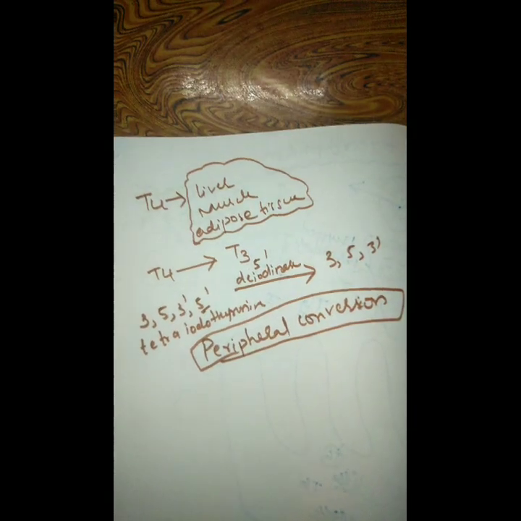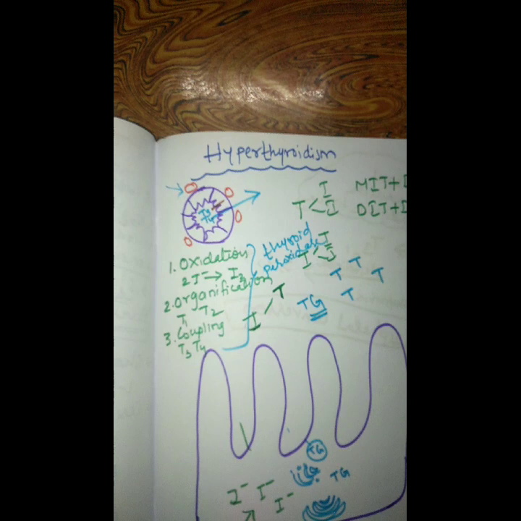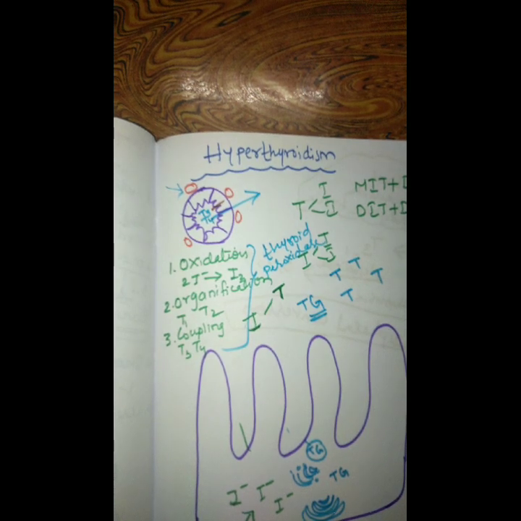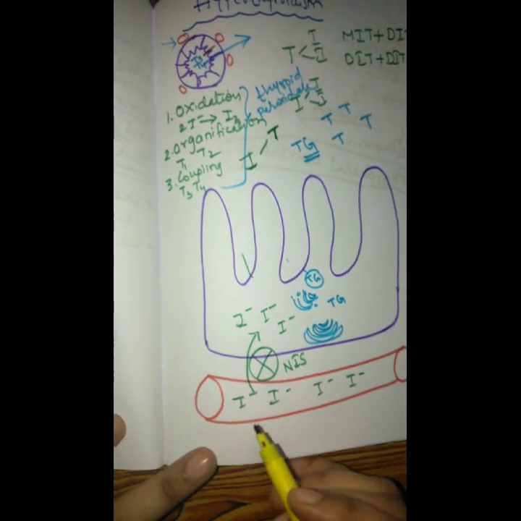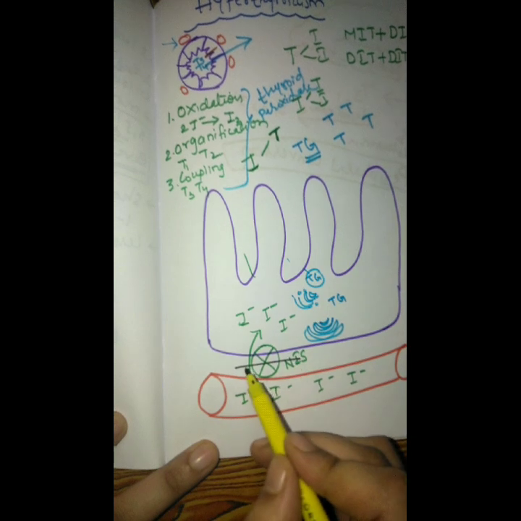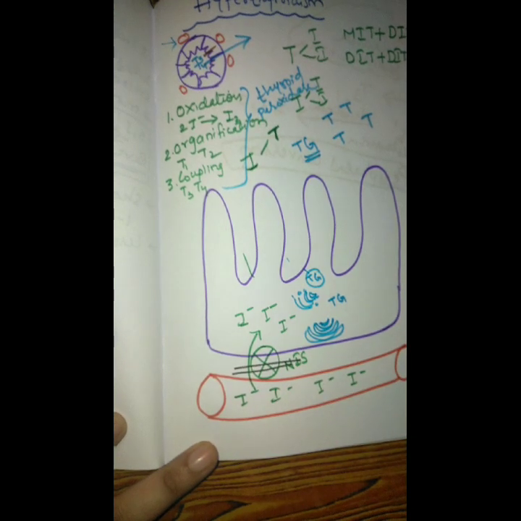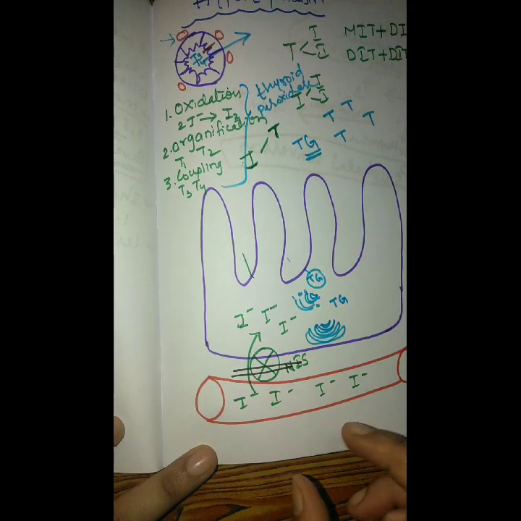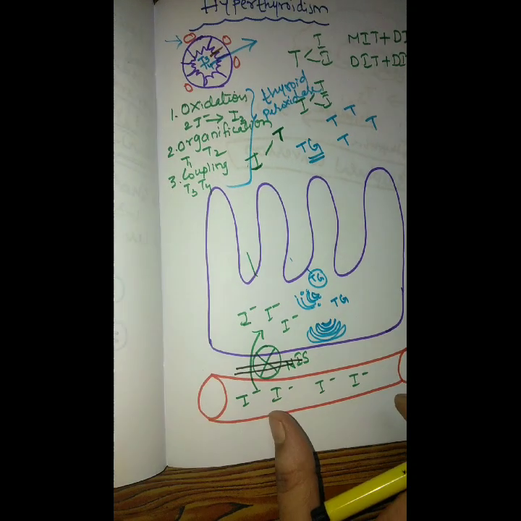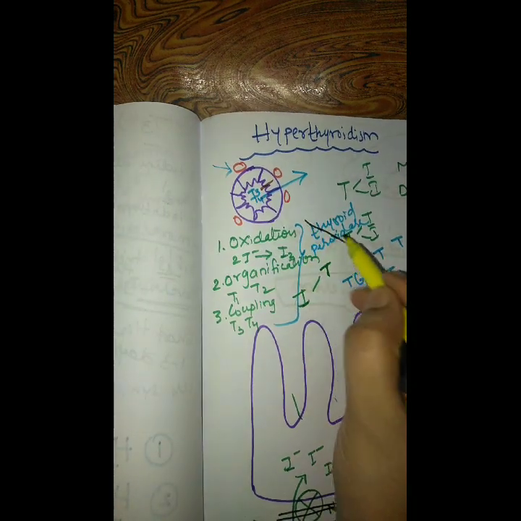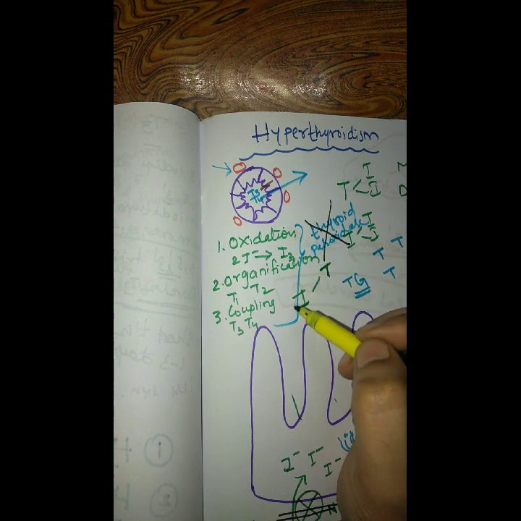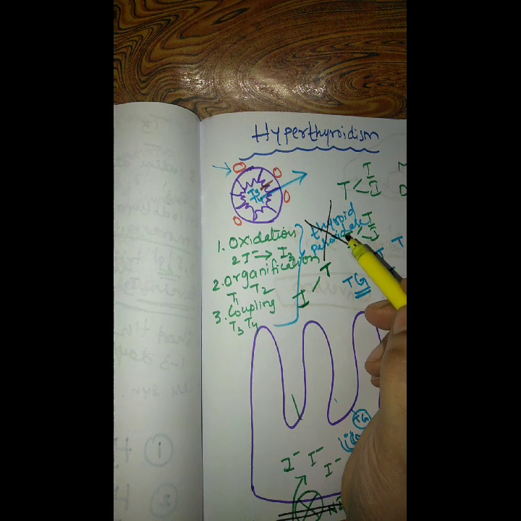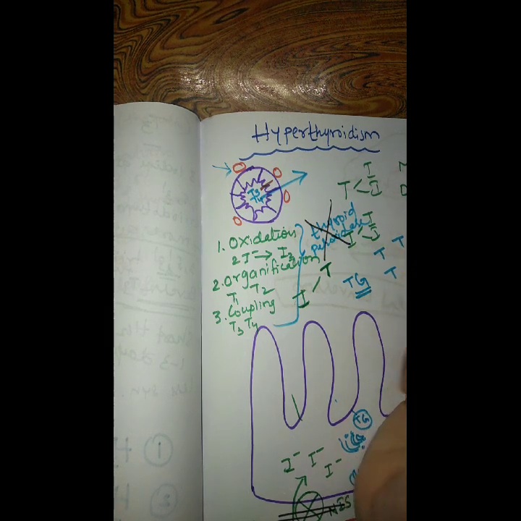So this was regarding the synthesis, release and peripheral conversion of your thyroid hormone. Now how can we treat hyperthyroidism? The first way of treating hyperthyroidism is by inhibiting the importer, the sodium iodide symporter. This is the first mechanism by which we can treat hyperthyroidism. The second way is by inhibiting the enzyme thyroid peroxidase. Thyroid peroxidase is involved in the oxidation, organification and coupling reactions, and when you inhibit this enzyme, you are inhibiting the synthesis of thyroid hormone.